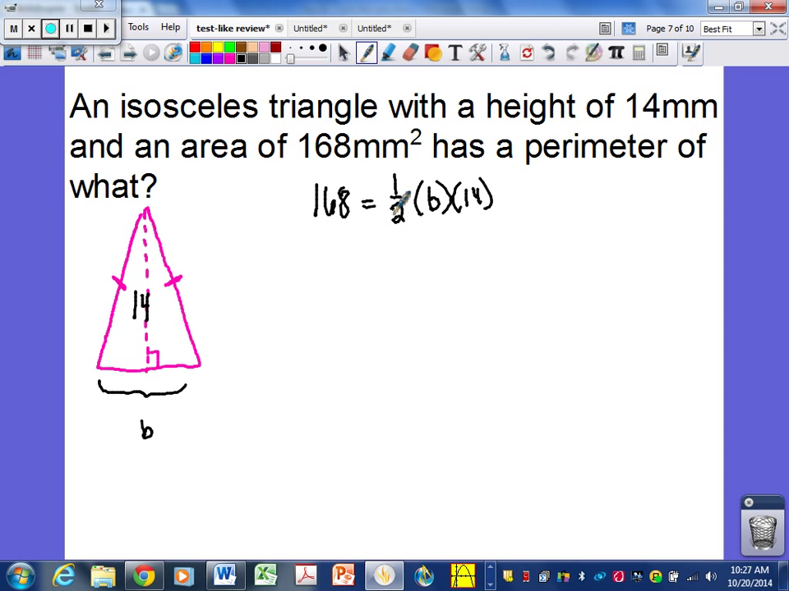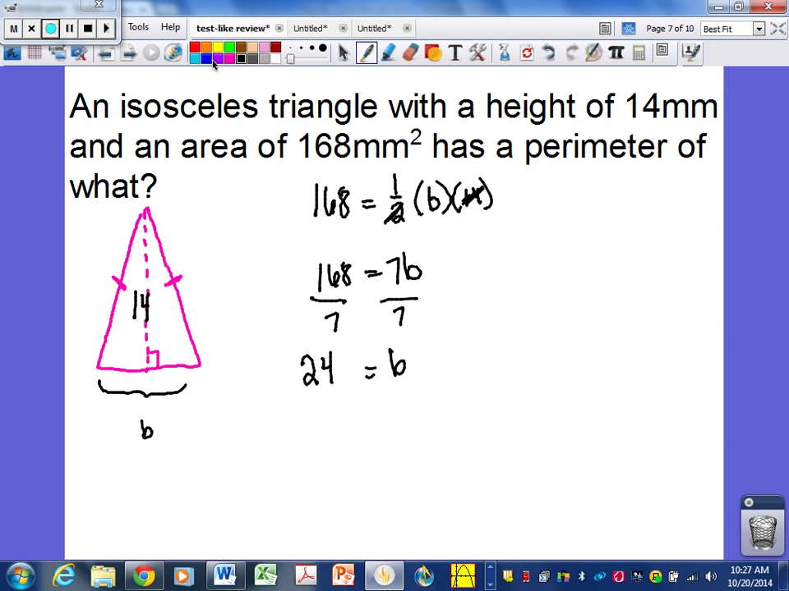Okay, so let's see. Do you want to multiply or divide? Okay, so what's half of 14? 7. So dividing both sides by 7, b is 24. So the whole entire base is 24 units long.